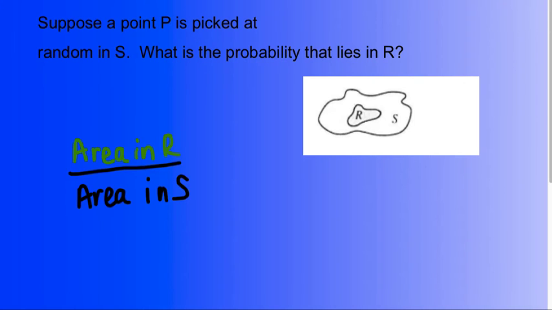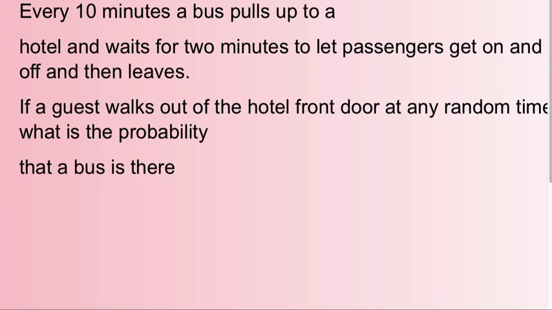All right, so let's put all of it together, and you have to kind of decide. Every 10 minutes, a bus pulls up to a hotel and waits for 2 minutes to let passengers get on and off, and then leaves. If a guest walks out of the hotel front door at any random time, what is the probability that a bus is there? Well, let's look at this 10-minute window because truly we really don't have to look at much more than that.